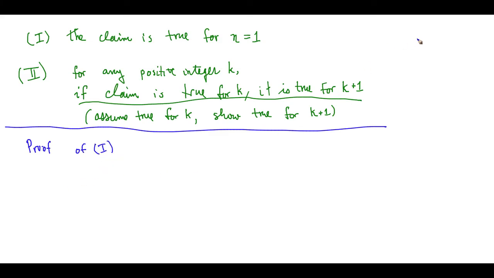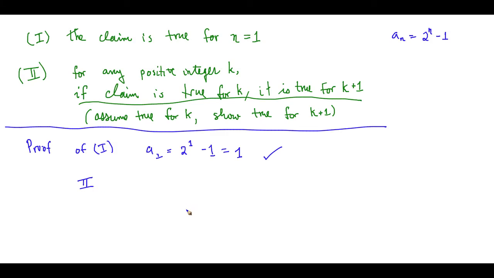What was the claim again? The claim was that a sub n is equal to 2 to the n minus 1. So when n is equal to 1, a sub 1 would be equal to 2 to the first minus 1, which is equal to exactly 1. So done. That's so simple to do. That's the easier part.